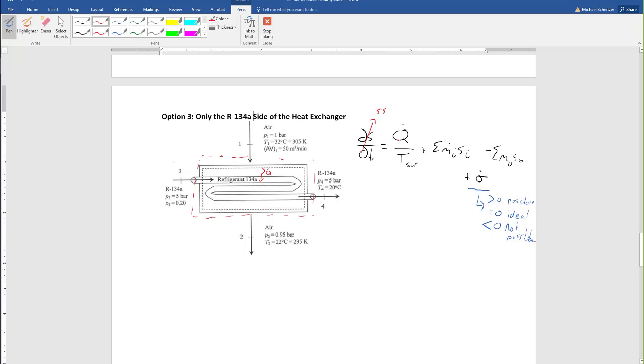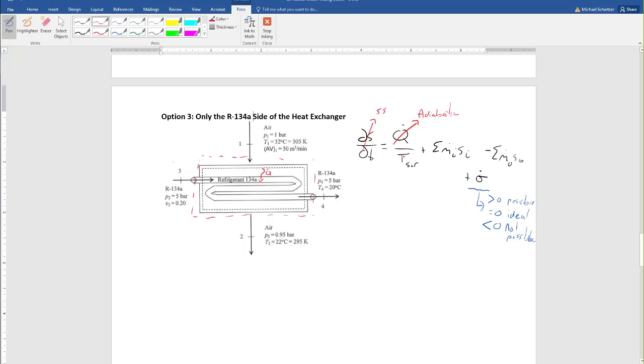Essentially what this means is that all the heat that's lost from the air goes into the refrigerant. I think I spelled that right, but I'm not the best speller in the world. I'm thankful for the red line.